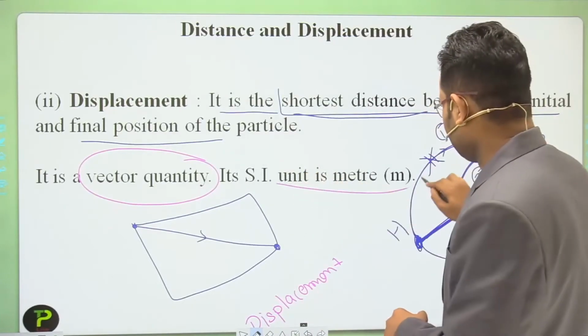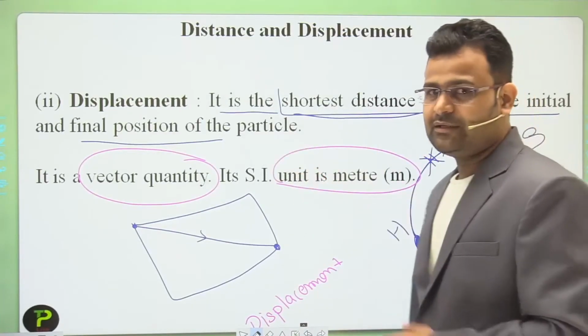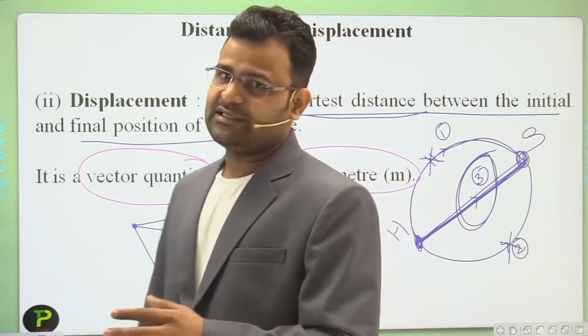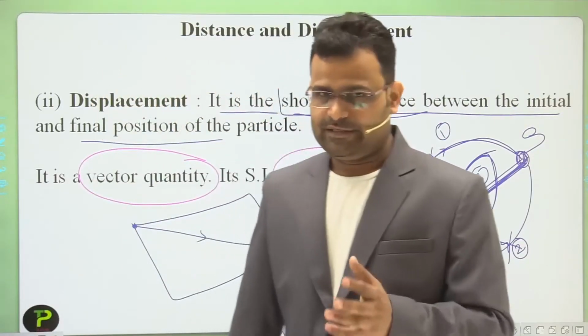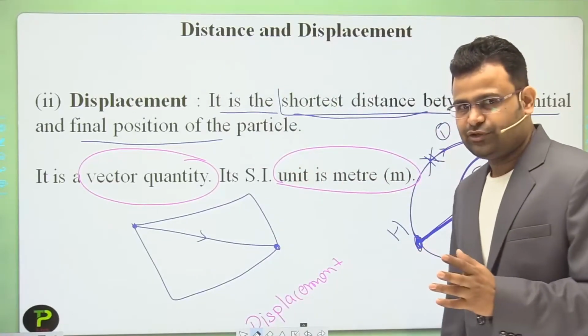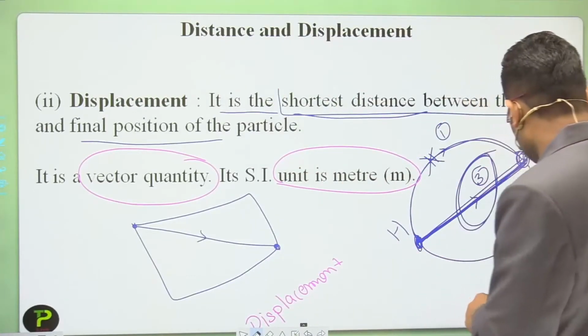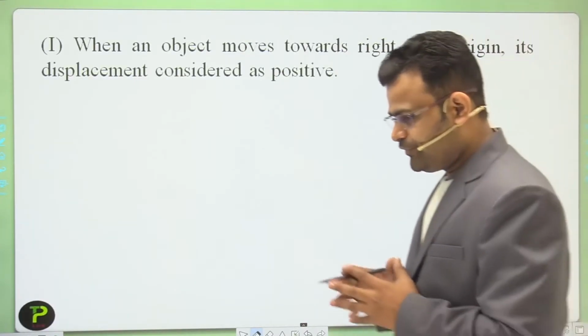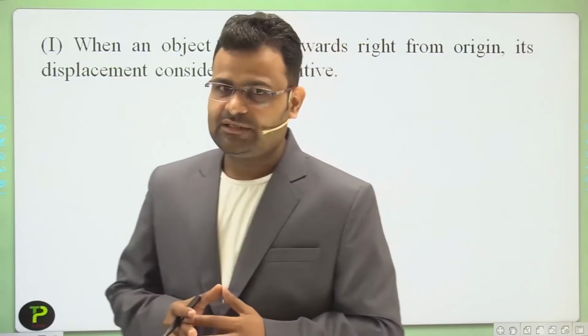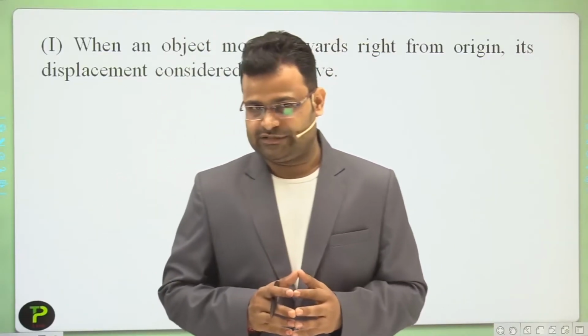It's also measured in a meter. Distance is also measured in a meter and displacement is also measured in a meter. Okay, the unit is the same. Now, dear students, after that, if a vector has some direction, how can we choose the direction?